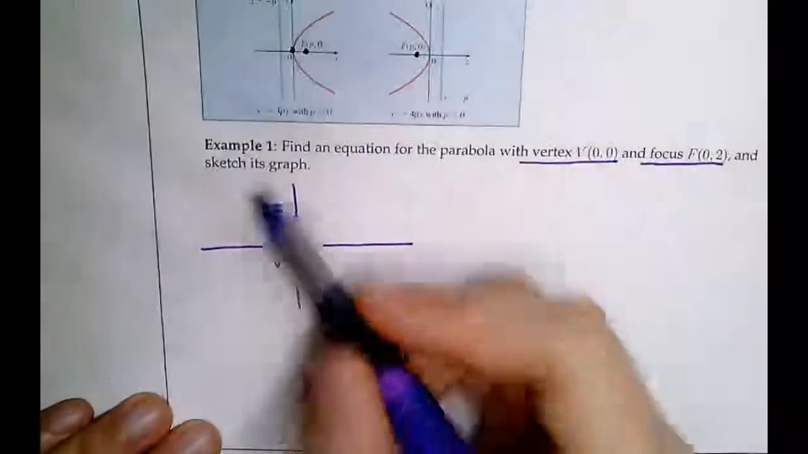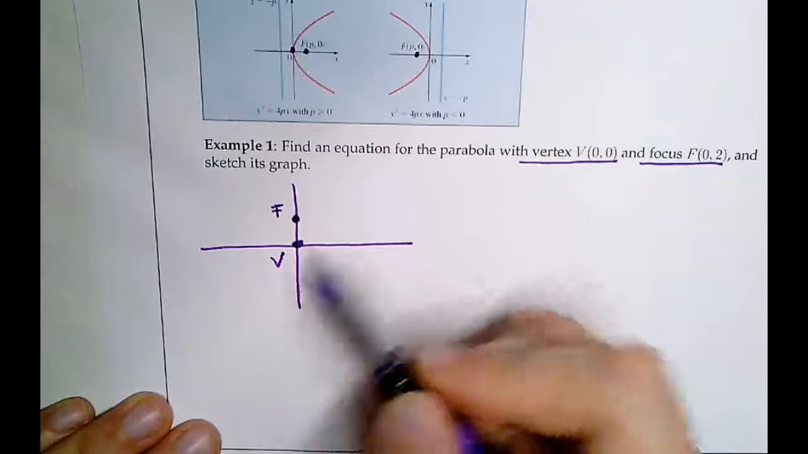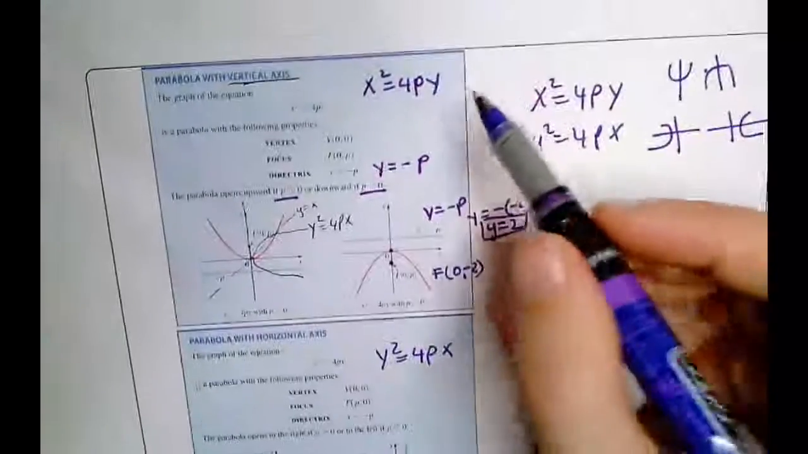Well, the focus F is on the vertical axis, right? So the formula is going to be x squared equals 4py.